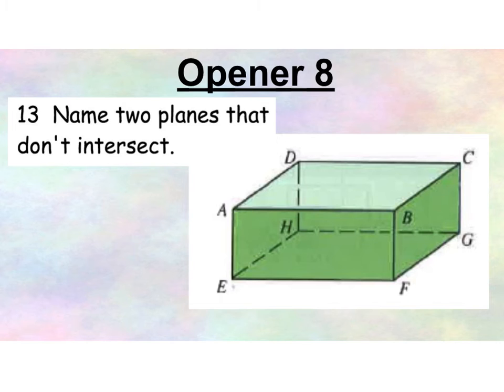Name 2 planes that don't intersect. So if we think of this as a box, you could say the top and the bottom don't intersect. So you could say plane ABCD and plane EFGH. You could say the right side and the left side, they will never intersect. So plane ADHE and plane BCGE. You could say the front and the back never intersect.